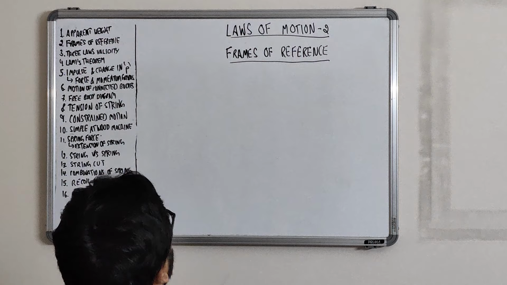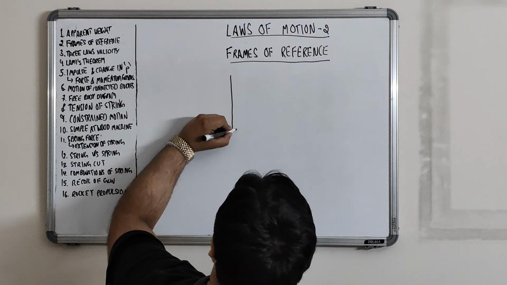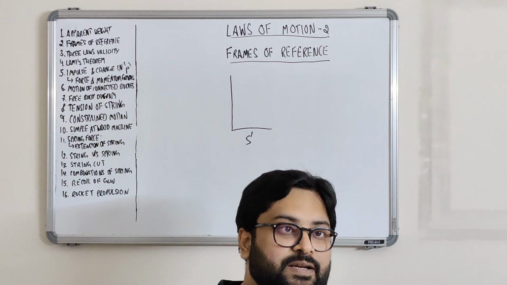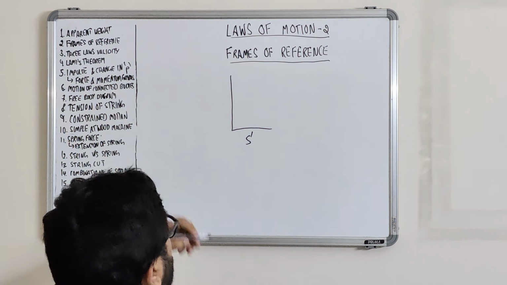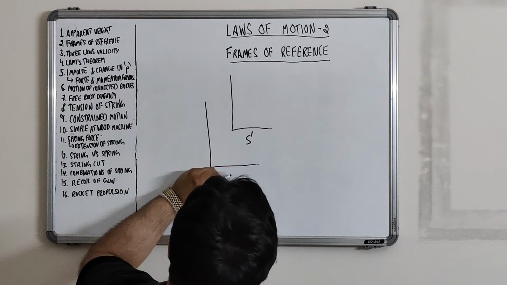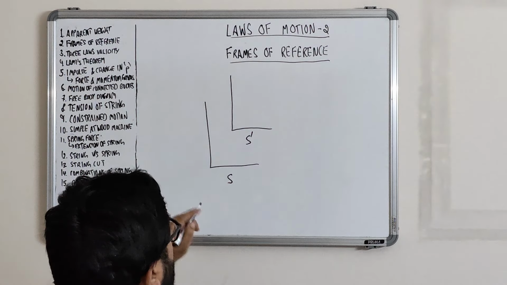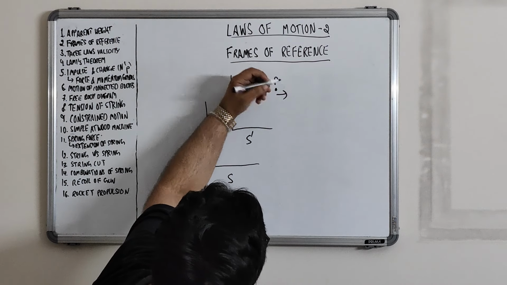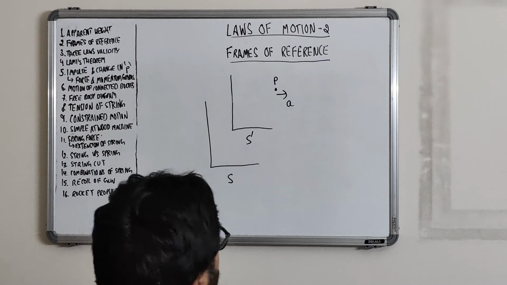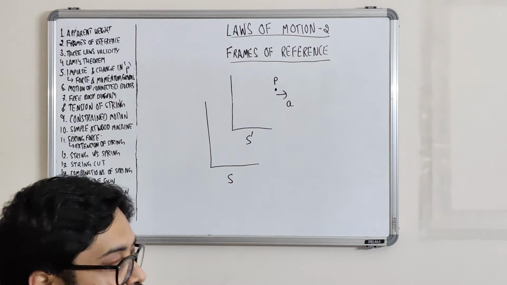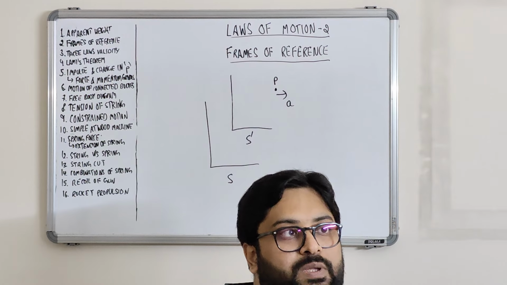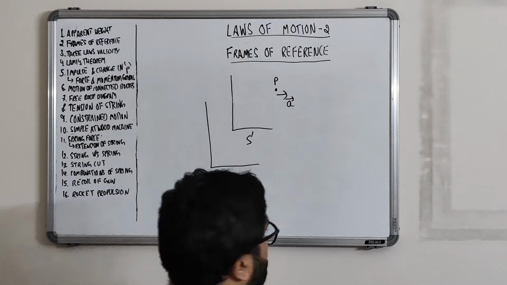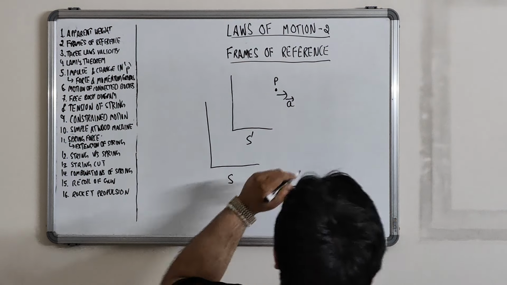Now imagine we have this frame S dash. We don't know if it's in an accelerated state or a non-accelerated state. And we have an inertial frame of reference S. Someone is here and there is this particle P. It's moving with some acceleration, let's say A. Now I'm going to use vector form for you to be able to understand a few things. So this acceleration is a vector.